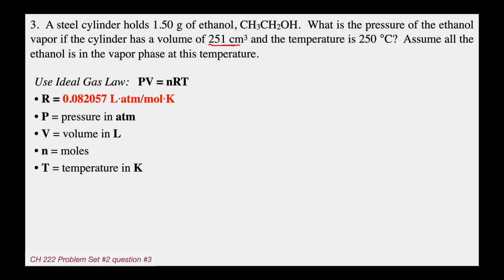So we're going to convert 251 centimeters cubed into liters. And remember, we'll divide that by 1,000 to get liters. We're going to have to turn the grams of ethanol into moles. So we're going to need the molar mass of the ethanol. We're going to have to add up all of those atoms from the periodic table and put them together to get the grams per mole. We can then take the grams, turn them into moles, and be good to go. And finally, we're also going to turn Celsius into Kelvin. So we're going to add 273.15 to the 250 to get the Kelvin temperature.